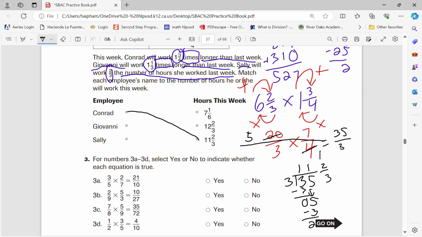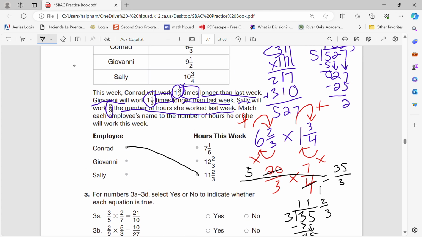We have Giovanni. He worked 9 1/2 hours. And this week he'll be working 1 1/3 times that amount. Let's go ahead and rename. 2 times 9, that's 18, plus 1 is 19. 19 over 2 times 3 times 1 is 3, plus 1 is 4, and the denominator is 3 here.